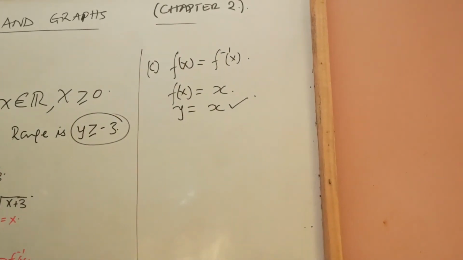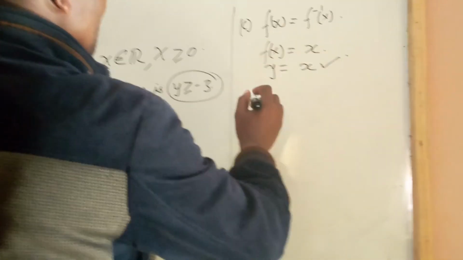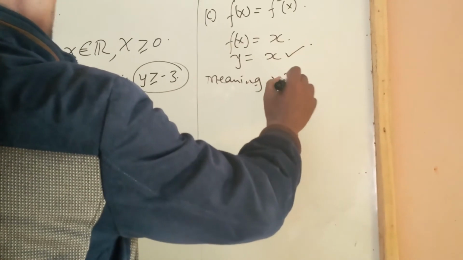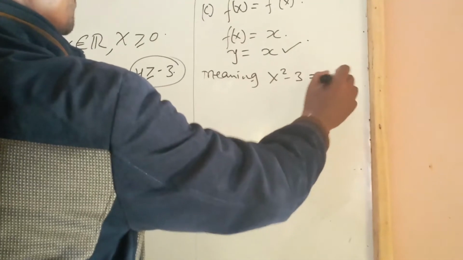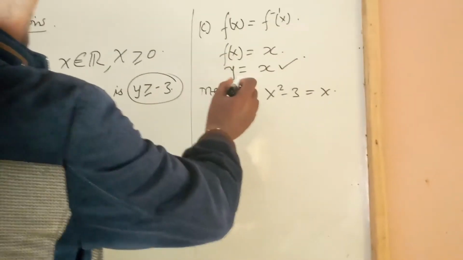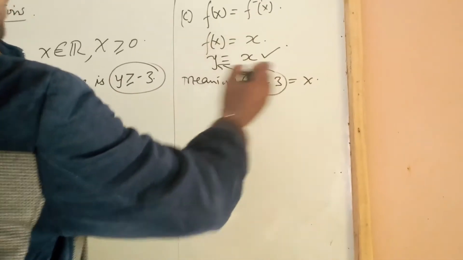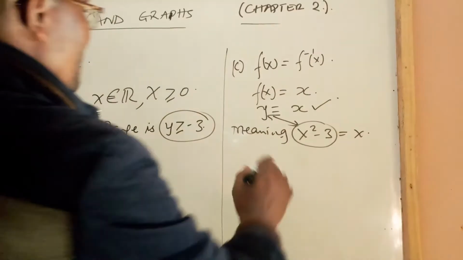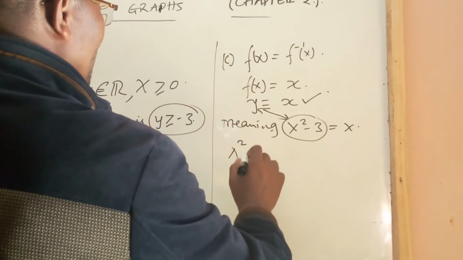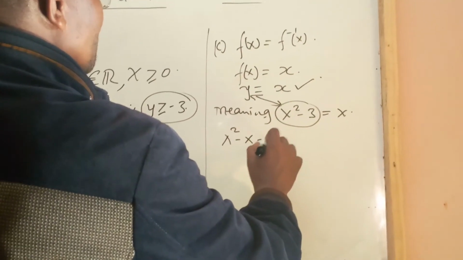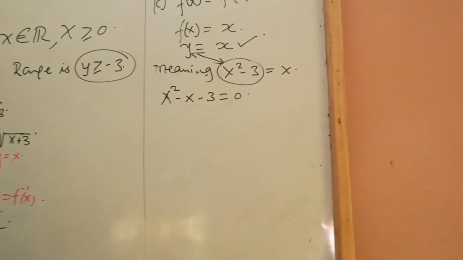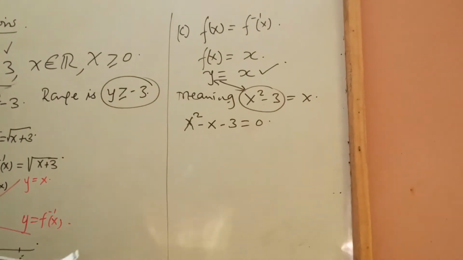But what is our original value of f(x)? Our f(x) is x squared minus 3, meaning that x squared minus 3 equals x, because y is this particular function according to the original function of x. What does that mean? That x squared minus x minus 3 equals 0. And therefore, we just have that quadratic equation to solve.